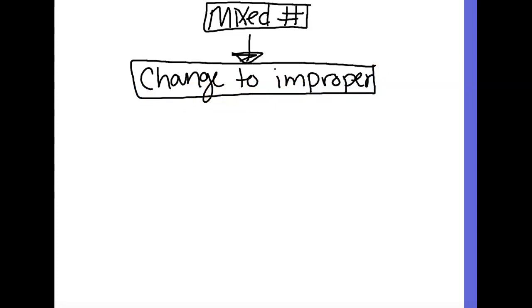After you change it to improper, you're either going to have like denominators, and I'm just going to abbreviate it as denom. So you either have like denominators or you have unlike denominators.